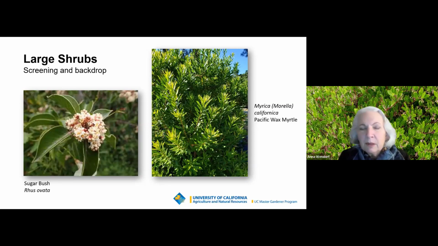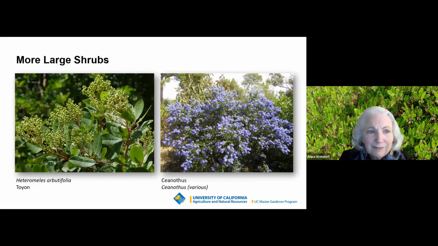The Pacific wax myrtle is just the luscious, most beautiful green, but it does need to be pruned a little bit in order to keep it in this dense greenery. Otherwise, it tends to get a little bit leggy, but it's worth it. It's absolutely the most beautiful color of green and very easy to grow. And here's the toyon again, grown as a large shrub. You can see it's getting ready to bloom.